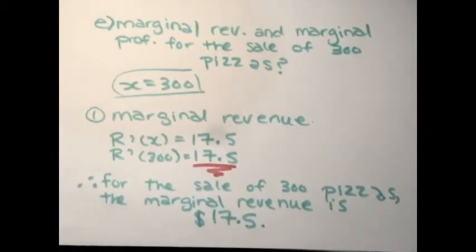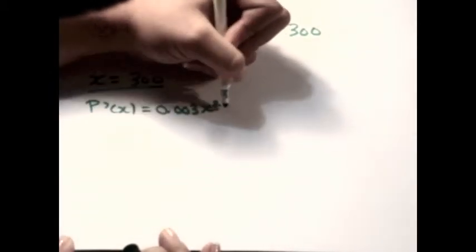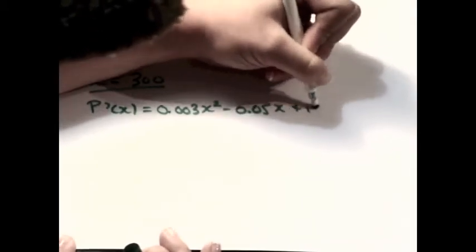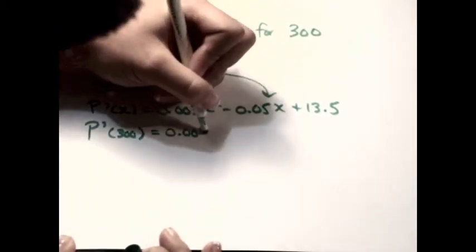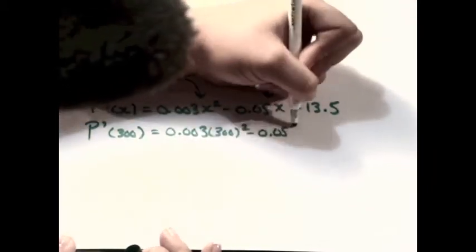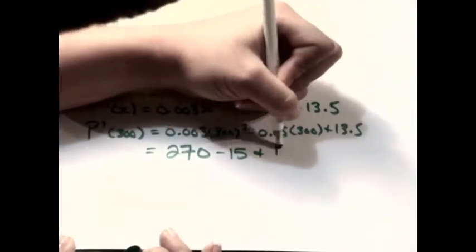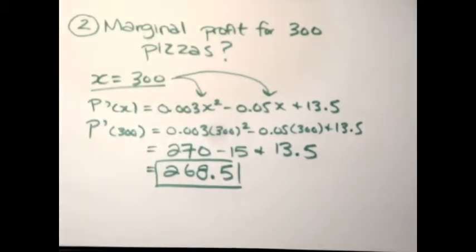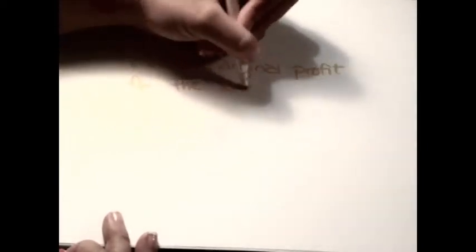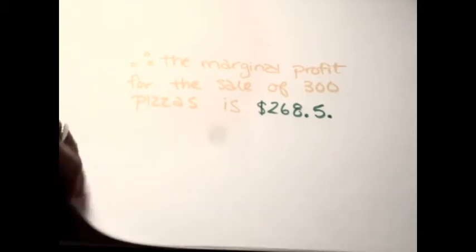So lastly, we're just going to solve for the marginal profit for the sale of 300 pizzas. So we're just going to use our P prime x, which we solved for. P prime x equals 0.003x squared minus 0.05x plus 13.5. We're just going to substitute 300 in for all the x values, so we get 0.003 times 300 squared minus 0.05 times 300 plus 13.5, which gives us 270 minus 15 plus 13.5, which gives us 268.50, and therefore we can say that the marginal profit for the sale of 300 pizzas is $268.50. This value simply means that on the 300th pizza, this is how much money we're profiting.